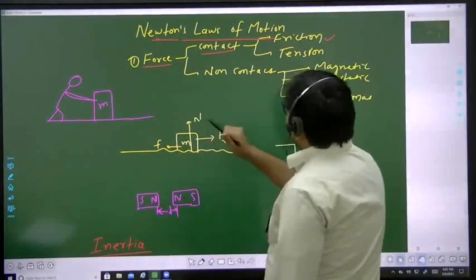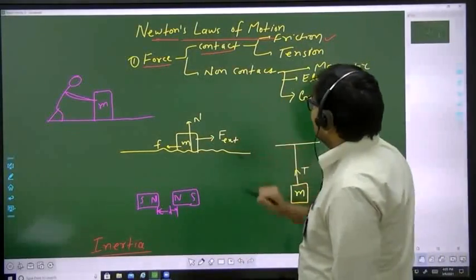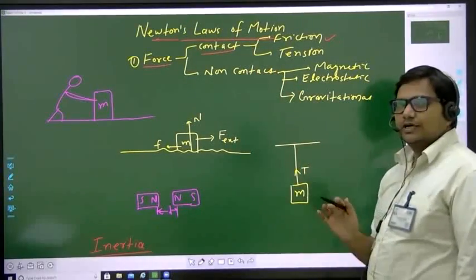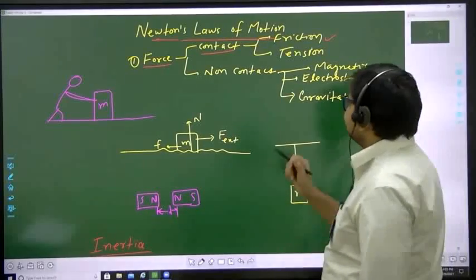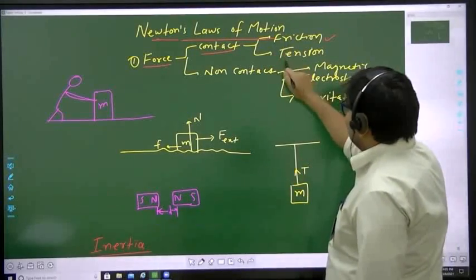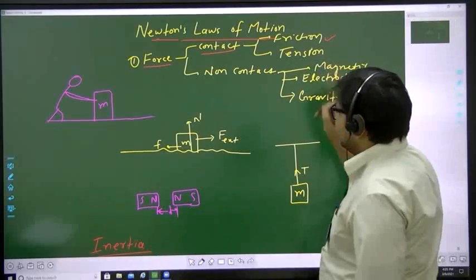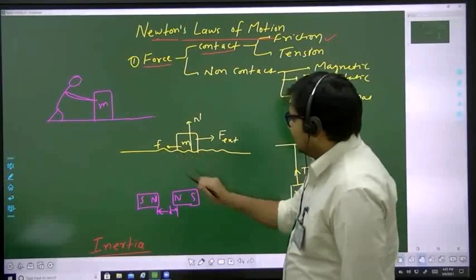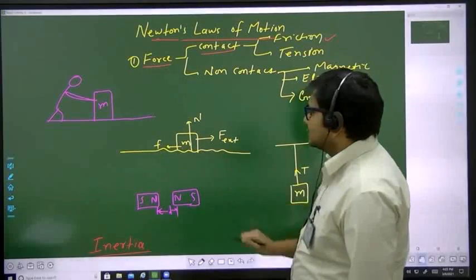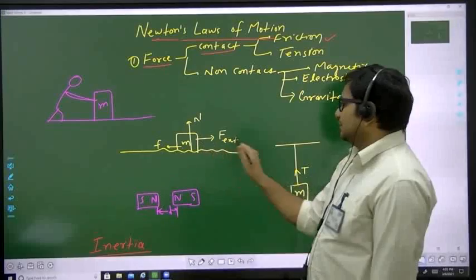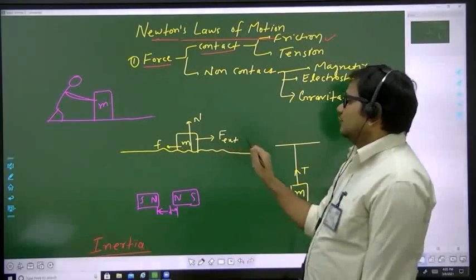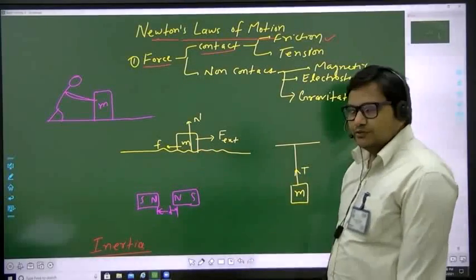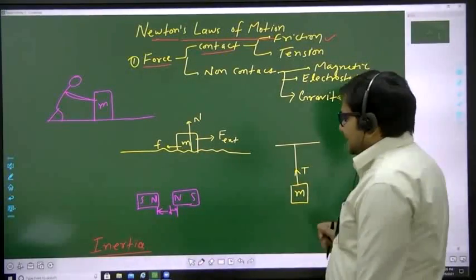So forces are divided into two categories: contact and non-contact. Contact forces are those forces which require physical contact to be applied on any object. Examples of these contact forces are friction force and tension force. As you can see here, the force of friction will start acting between the ground and this object when you try to pull or push this object in one direction. So for this friction force to act, physical contact between two objects is a must.